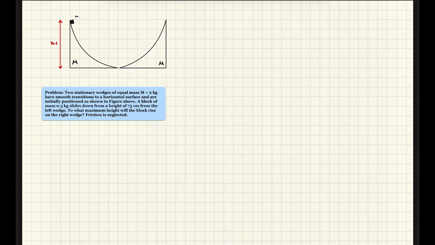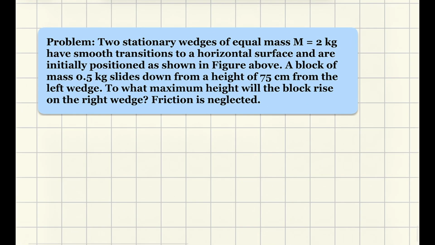Good day, friends. Let's continue to solve problems on conservation of momentum and also conservation of energy, of course. And the problem goes like this. Two stationary wedges of equal mass m, 2 kilograms, have smooth transitions to the horizontal surface and are initially positioned as shown in the figure above.